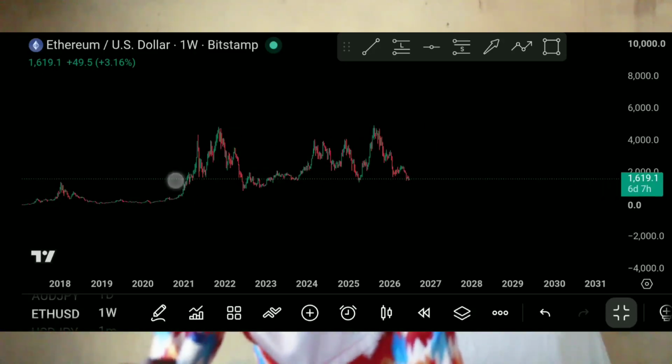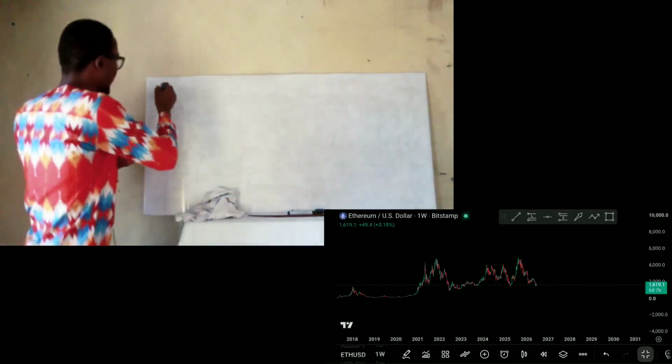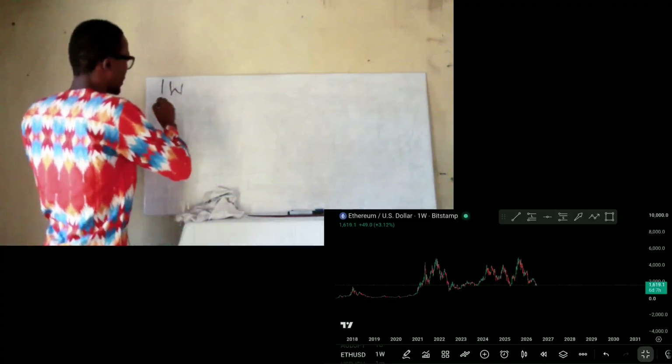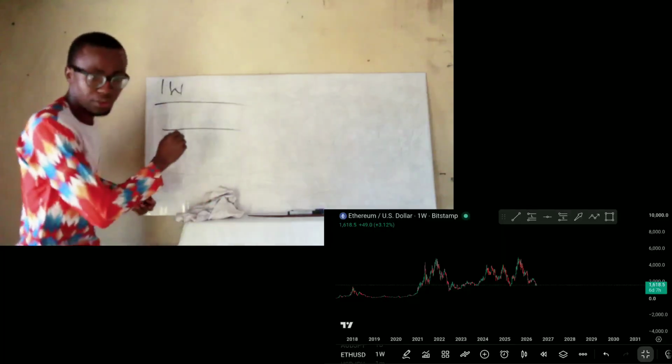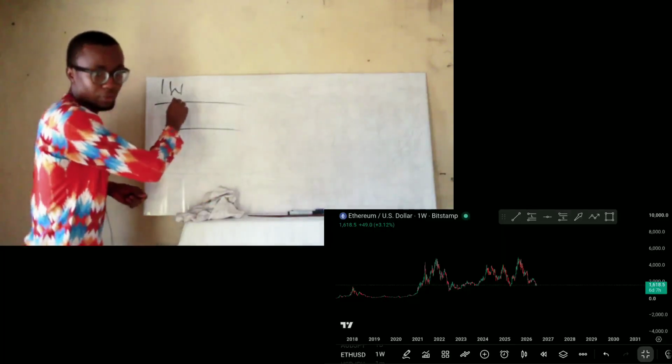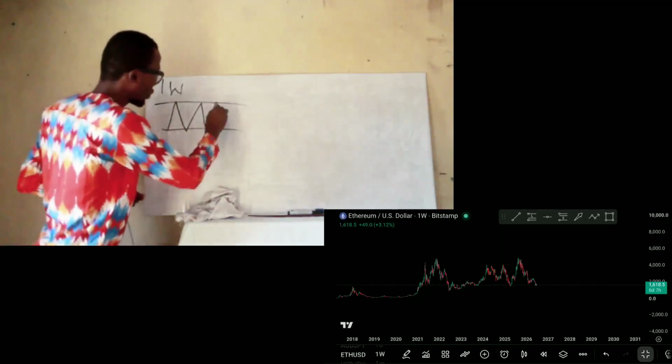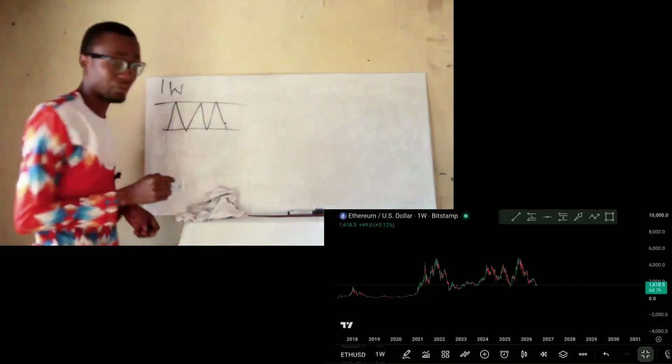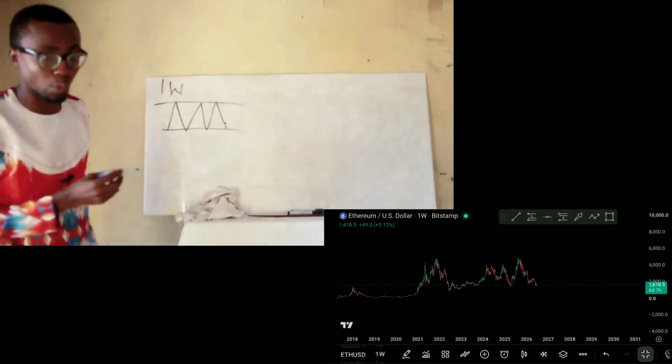The 1 week time frame is just ranging. So let me draw it for you now. This is the 1 week time frame. The 1 week time frame is just moving more of like this. Come up, come down, come up, come down. So the 1 week time frame is coming down, right? That is what the 1 week time frame is doing.